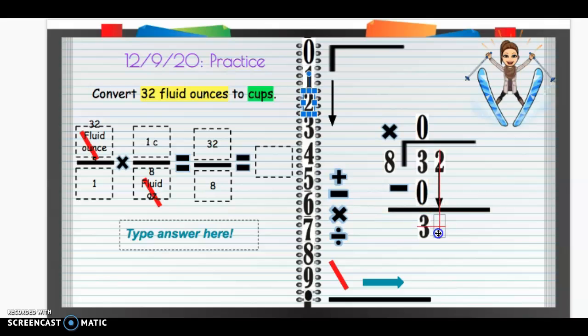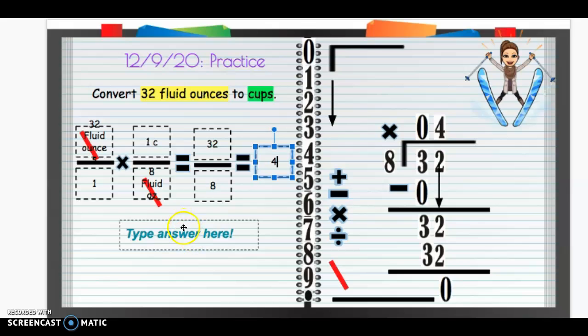And we have 32. So now we're going to ask ourselves, how many times does 8 go into 32? Well, 8, 16, 24, and then 32. So 4 times. So we put a 4, and that would give us 32. We subtract them. Oops, we don't want to move that. I have to erase these arrows. 32 minus 32 is 0. So our answer is 4.